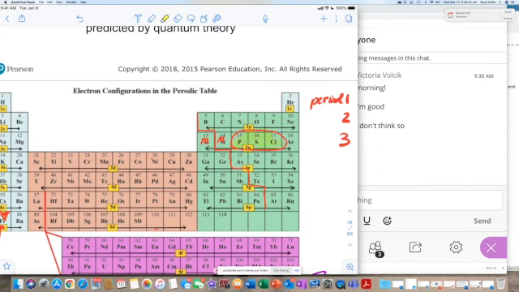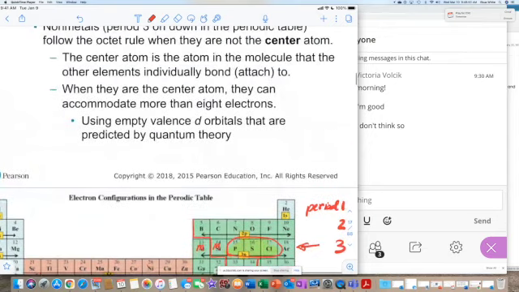What they're trying to say is, if you look at period 3 and below, and you find the nonmetals, if these nonmetals are the central atoms, they are able to, not all the time, but as needed, expand their bonding capacity to accommodate many extra elements if that is needed. Okay?